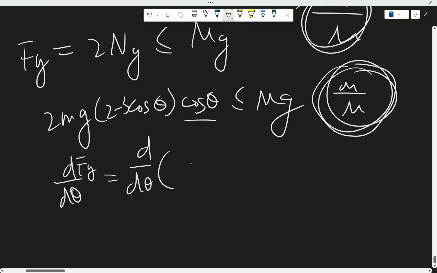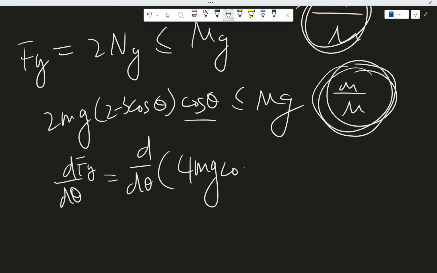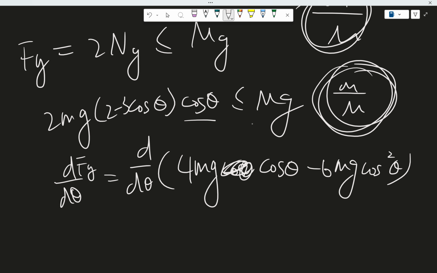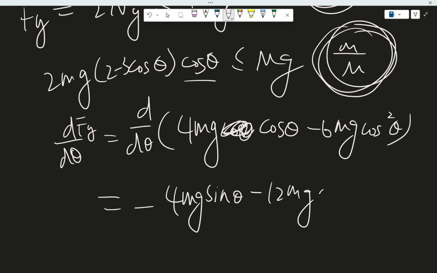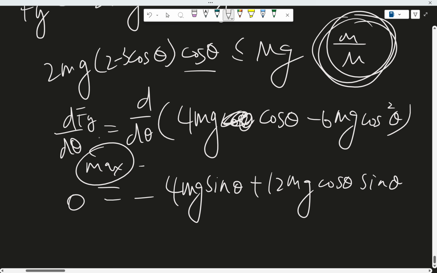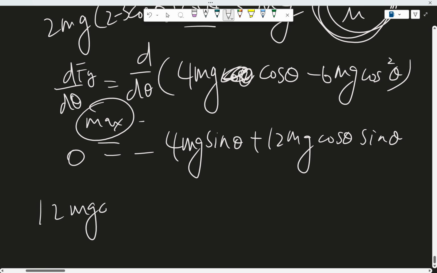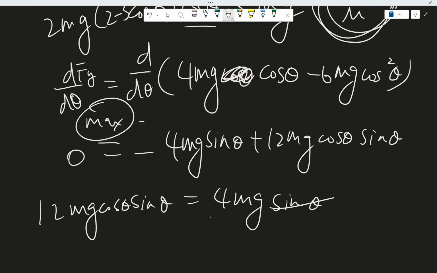And so dFy d theta equals d theta of, let me just expand this bracket really quickly, 4mg cosine theta minus 6mg cosine squared theta. And so to do that, let's try to do it. So negative 4mg sine theta, and the chain rule here, minus 12mg cosine theta, negative sine theta. I'm just going to change that negative sign to a positive sign. And in order to find the maximum, we need to set the derivative to 0. And then we have 12mg cosine theta sine theta equals 4mg sine theta. Sine theta cancels out, mg cancels out, 4 cancels out to 1, this becomes 3.